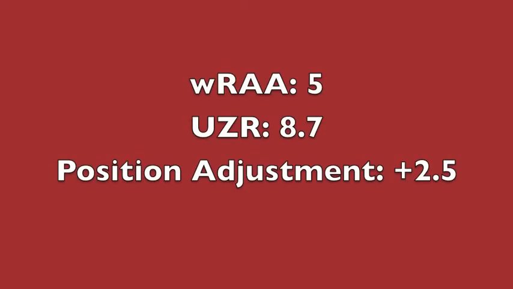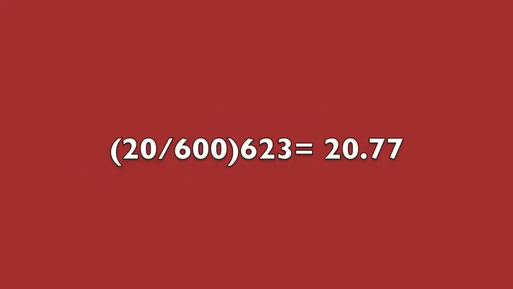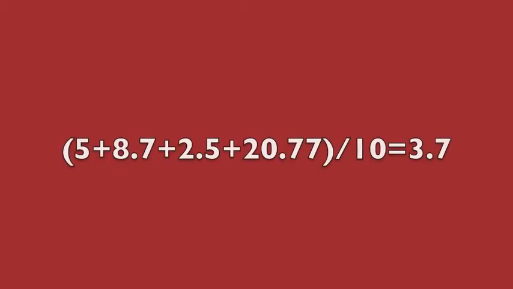For an example, we'll find Brandon Phillips's wins above replacement for 2012. Phillips's weighted runs above average was 5 runs. His ultimate zone rating was 8.7 runs. His position adjustment, because he plays second base, was positive 2.5 runs. And to find his replacement level, we take 20 divided by 600 times the number of plate appearances he had, which was 623, and we get 20.77 runs. We add each of these up to get 36.97 runs, and divide by 10 to get 3.7 wins above replacement.